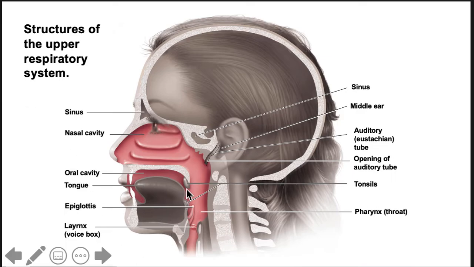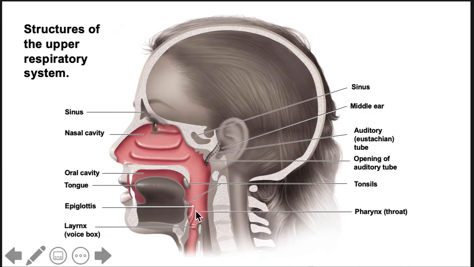So you also have to make sure you know that, of course, the oral cavity and the tongue are also part of the upper respiratory system, as well as the ear. And when we talk about ear infections, we would really be talking about the middle ear or the auditory tube, which is a drainage from the ear to the throat.